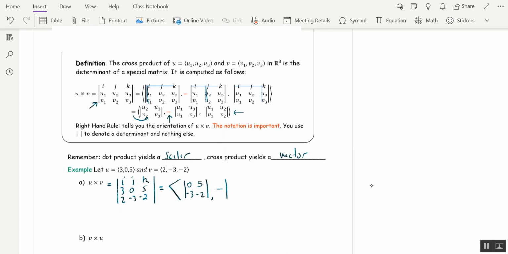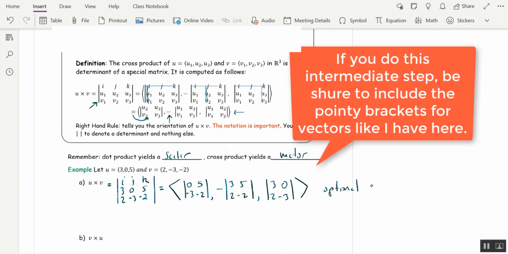Then the second entry is going to be negative. Cross out first row, second column, and write down the numbers that are left, 3, 5, 2, -2. And finally, for the last entry, cross out first row, last column. The numbers that are left are 3, 0, 2, and -3. Now this step is optional. You can write it down. It's especially good in the beginning to do that, but if you can do that in your head, I'm fine with that.